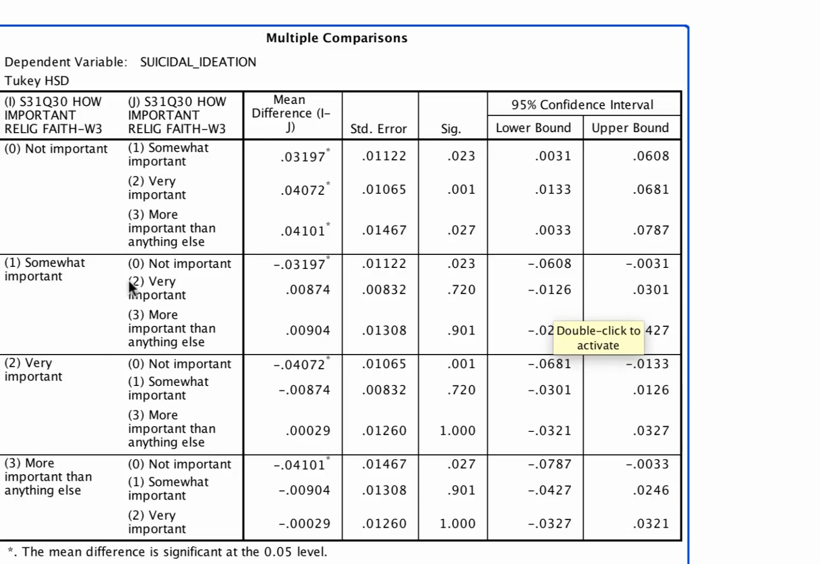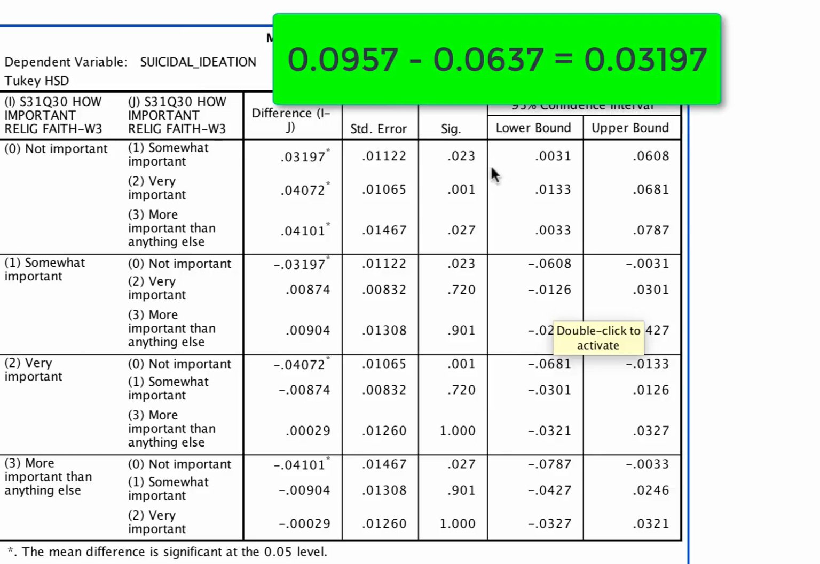What we're doing is comparing not important to each one of the groups. That's why it looks like so many, but you're going to notice that actually half of the results are duplicates. So we're comparing 0 to 1. What we're looking for is this value here. If this value is less than 0.05, then our value is significant. If this value is greater, like this one, then our value is not significant.